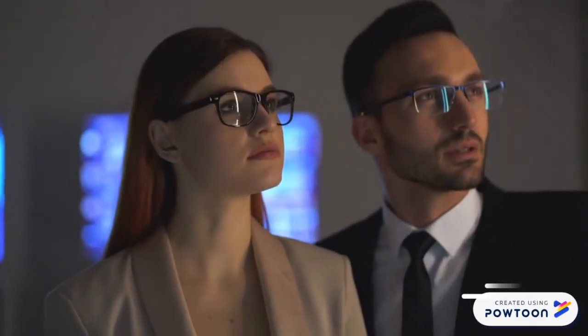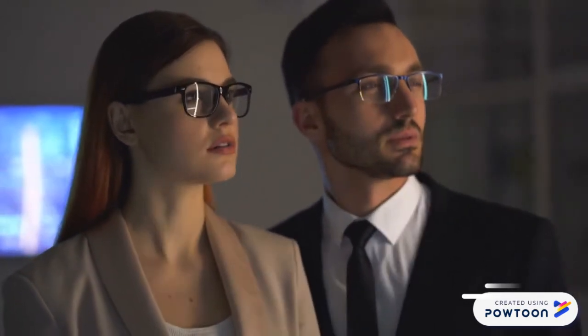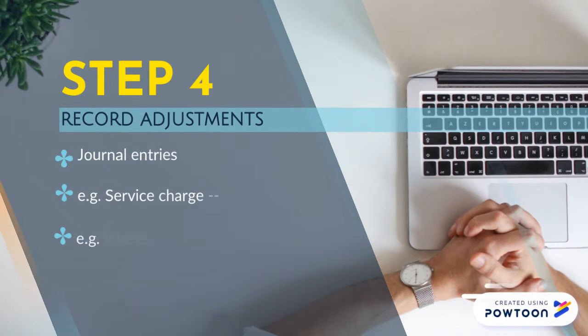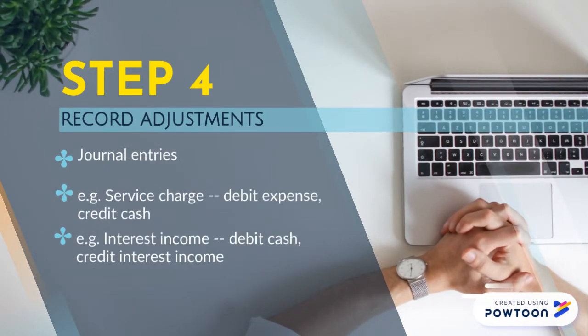The final step is your journal entries. For adjustments which increase cash, you debit the cash account and credit the other account involved, for example, expenses. For adjustments to decrease cash, you debit the other account and credit the cash account.